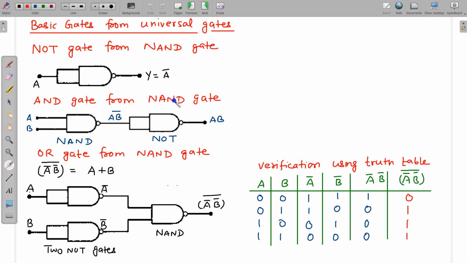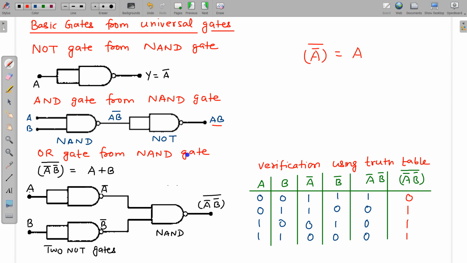So this is A bar. AND gate from the NAND gate. So A and B, first it is passed through this NAND gate. It will give AB bar. And again if I apply a bar here using this NOT gate, so AB bar, then again a bar, it will give AB. It is simple like this. If this is A bar and I apply a bar again, it will again become A. So AB bar and again a bar over it, because this NOT gate is taken from the first operation. So this is AB.